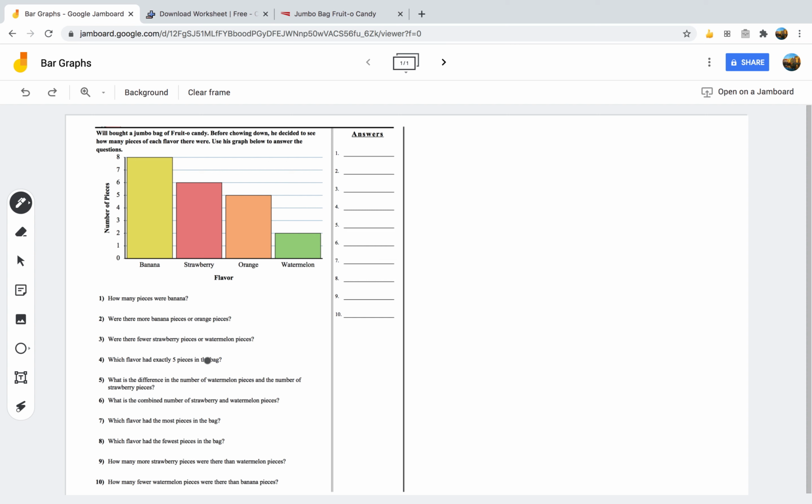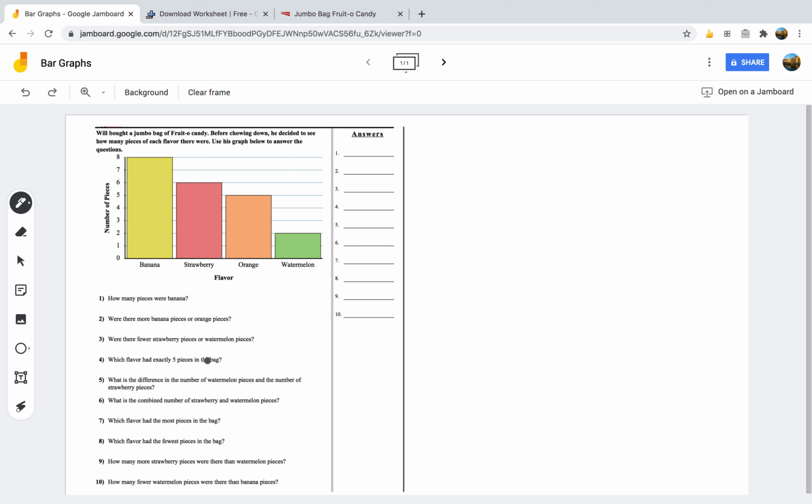So I'll explain the problem. It says Will bought a jumbo bag of Fruito candy. Before chowing down, he decided to see how many pieces of each flavor there were. Use this graph below to answer the questions. So the way bar graphs work is just another way of visualizing data. And in this situation, we have the different flavors, and each flavor has a different number of pieces.